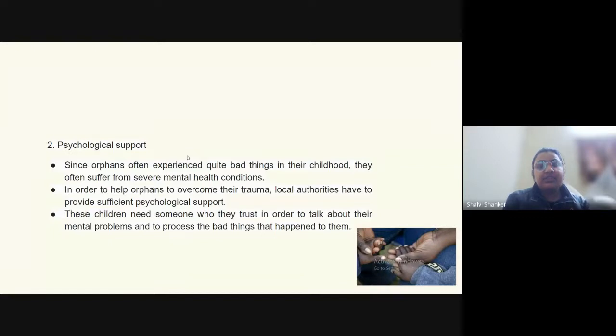Psychological support. Since orphans experience quite bad things in their childhood, they often suffer from several mental conditions. In order to help orphans to overcome trauma, local authorities have to provide sufficient psychological support. These children need someone whom they trust and can talk to about their mental problems.